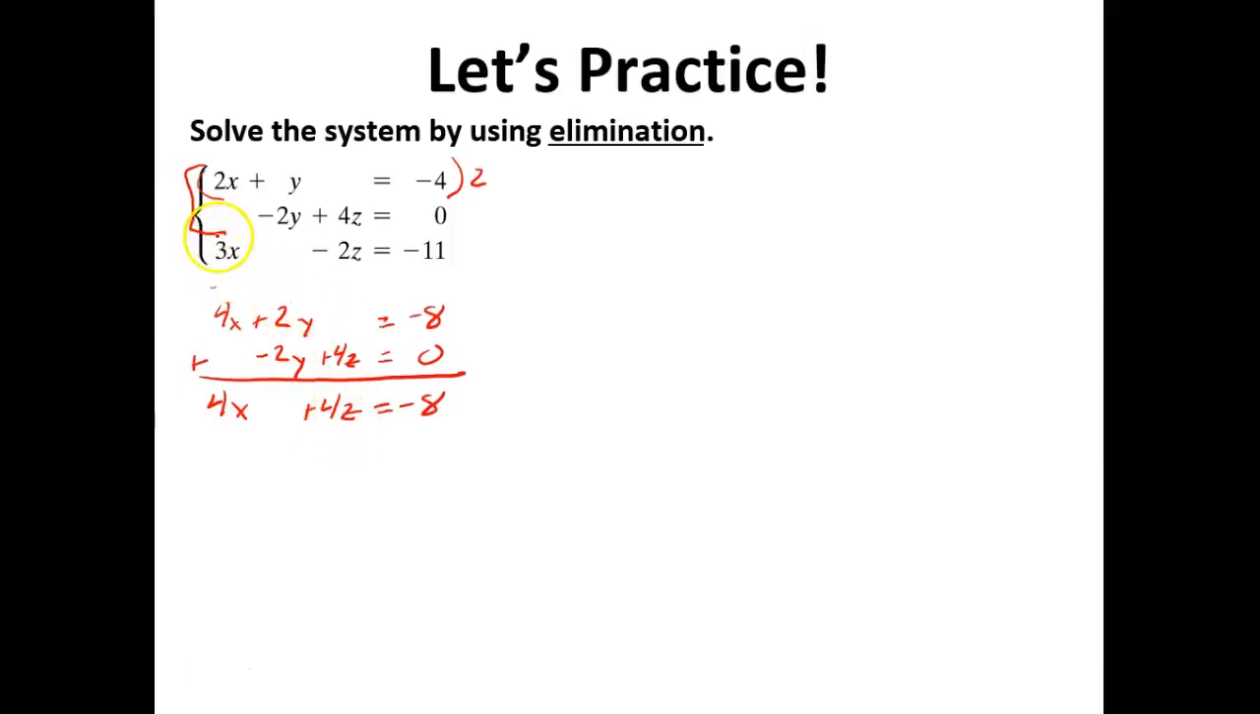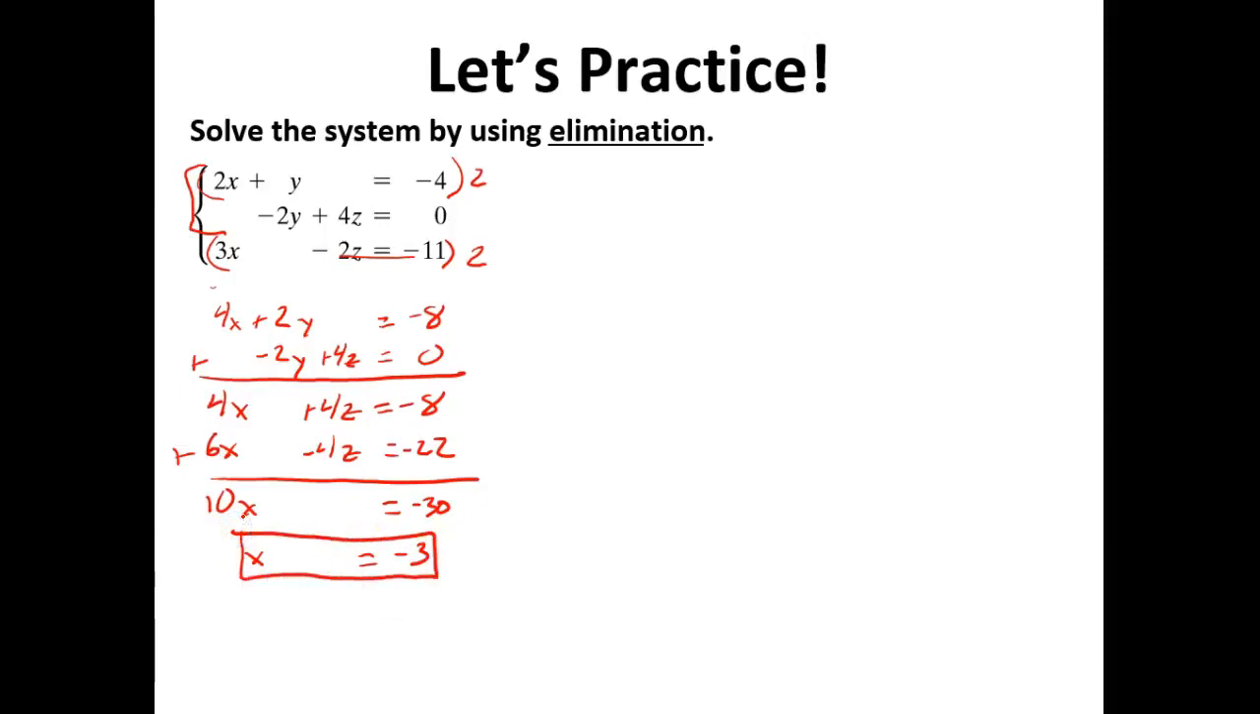If I were to take this last equation, times it by 2, then my z's would be the same but opposite. So I'm going to do that. I'm going to have 6x minus 4z is equal to -22. Again, I'm going to add these together. That'll make the z's go away. So I get 10x is equal to -30, which means x is equal to -3. There is one of my variables that I found.